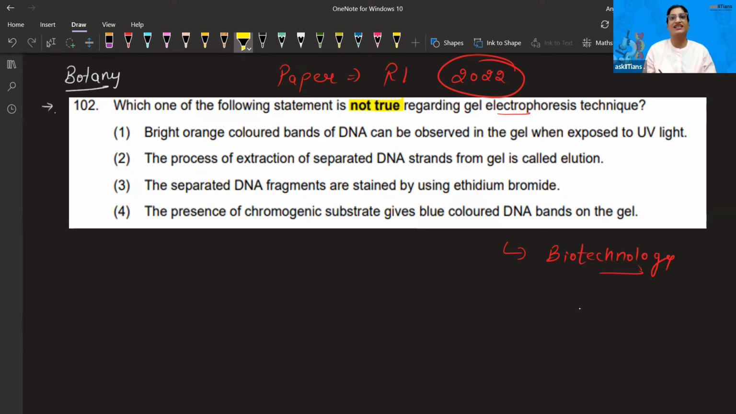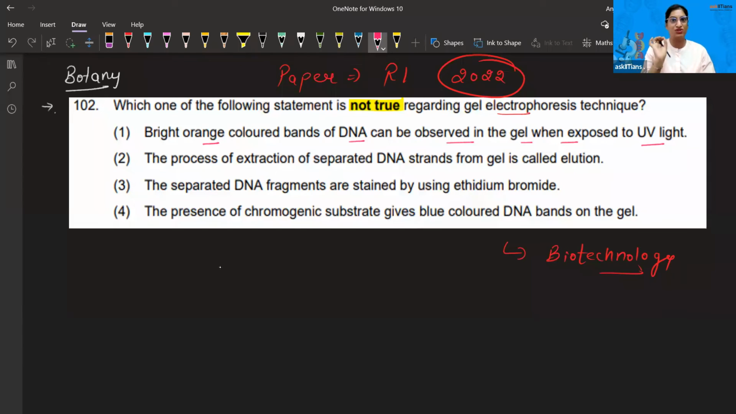Anyways, the question is regarding gel electrophoresis. Four statements have been given and you have to find out which one of the following statements is wrong, because it says not true, and three statements are actually right. So let's identify what these statements are. The first statement is: bright orange colored bands of DNA can be observed in the gel when exposed to UV light. I hope you do know that UV light is used.